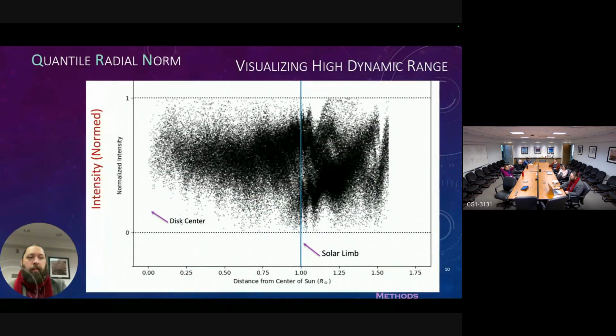One other question, once it's normalized, that is a linear scale, no longer logarithmic? This is now linear, yeah. No, you could... That would be a good thing to mention. Thank you.